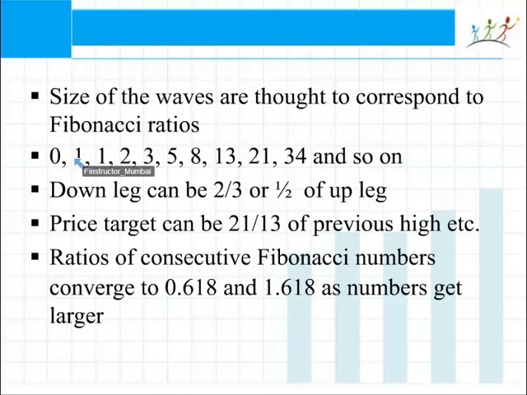So the first 2 terms are 0 and 1. So this term will be 0 plus 1, 1. This term will be 1 plus 1, 2. This term will be 2 plus 1, 3. 3 plus 2, 5. 5 plus 3, 8. 8 plus 5, 13. 13 plus 8, 21. 21 plus 13, 34. So on and so forth. So each term in a Fibonacci series is the sum of the previous 2 terms.